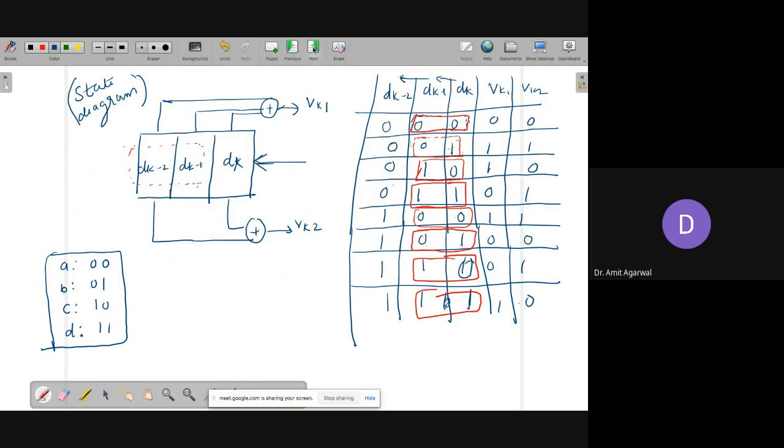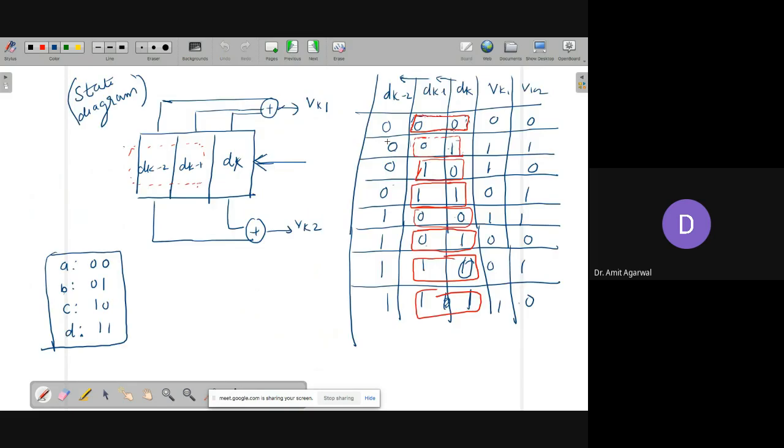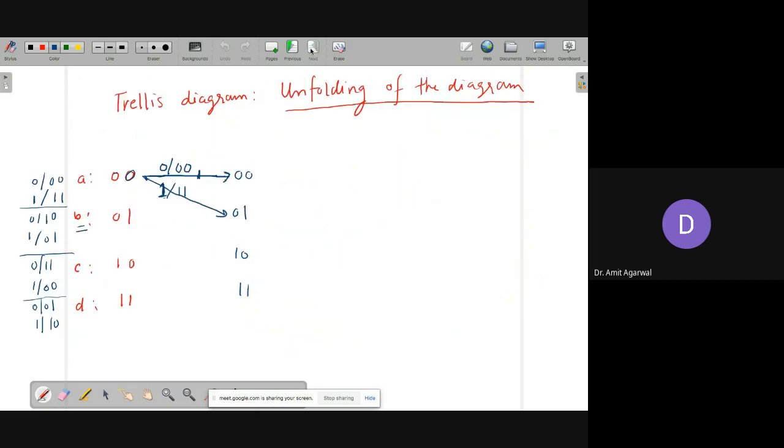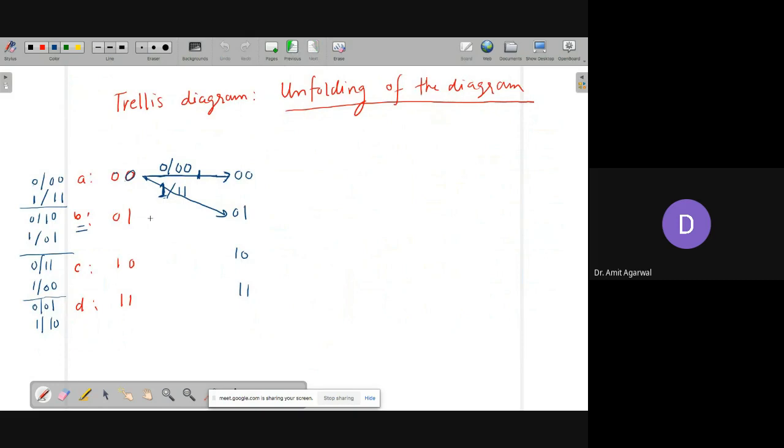It means the lower branch represents the input 1, and the upper branch corresponds to input 0. So now answer me, if you are in state B, it means 0 1, and 0 comes, what will be its next state? 1 0, and 1 comes 1 1. So the upper branch will go to 1 0, and the lower branch will go to 1 1.